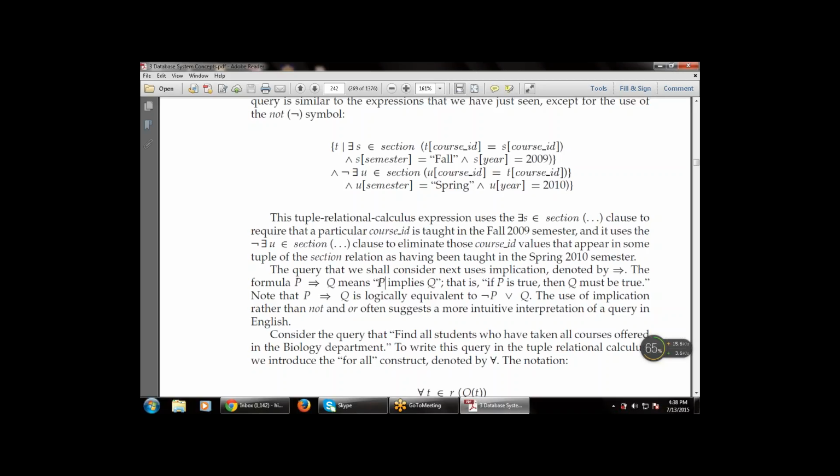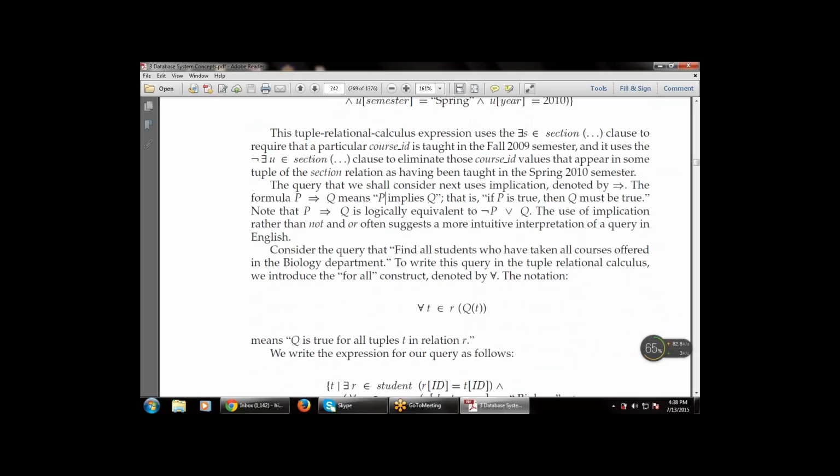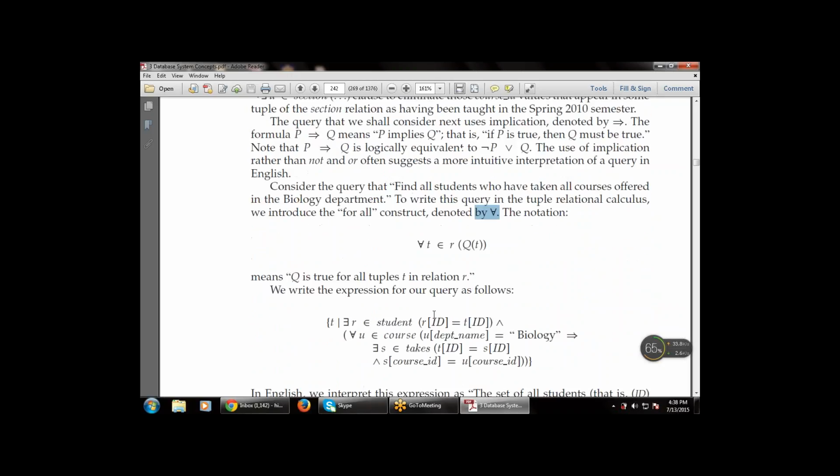Note that P arrow Q is logically equivalent to not P or Q. The use of implication rather than not and or suggests that the more intuitive interpretation of the English statement is required. And whenever we want to express the for all construct, it is denoted by this symbol. So these are the various notations that are given here.